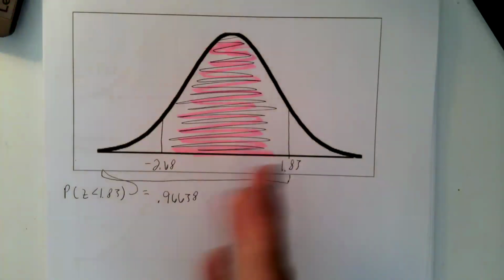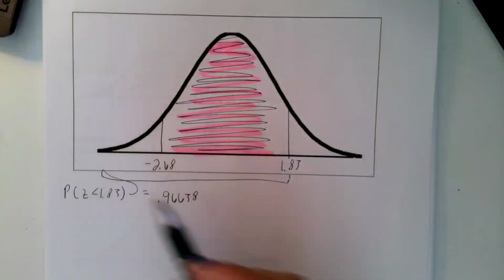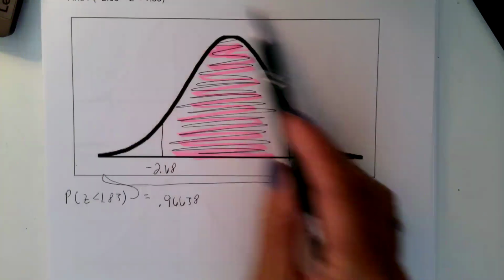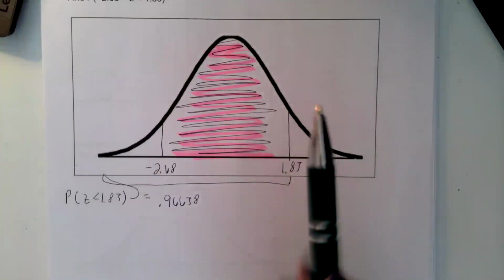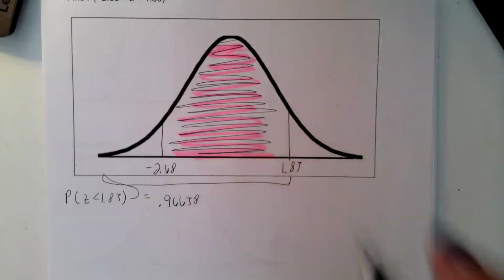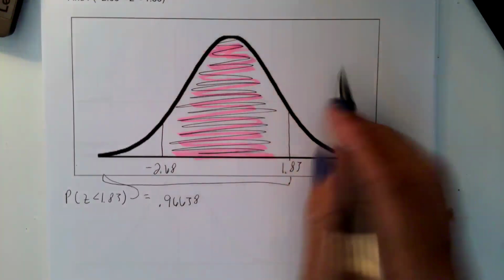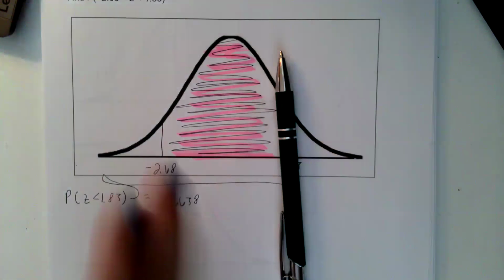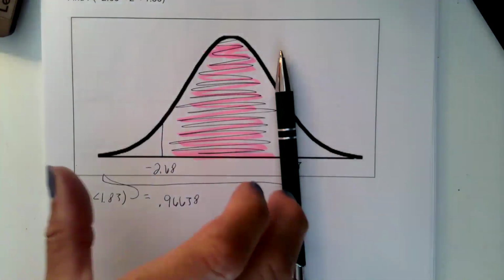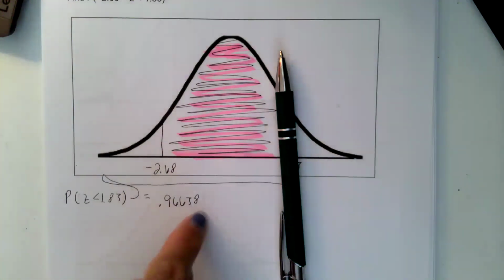Okay, so all the way to the left of here is 0.96638. Remember, the entire area under the curve is 1. So right now we already know we don't want this, so we're kind of cutting that off. We want everything to the left. Right now we have everything to the left is 0.96638.